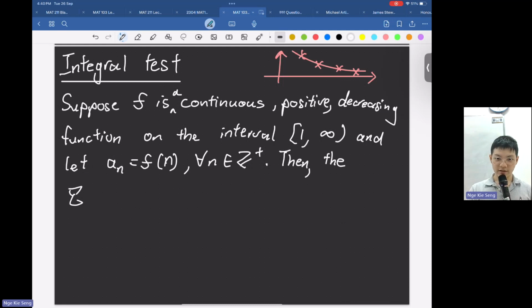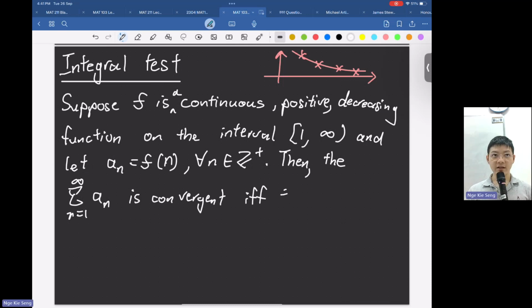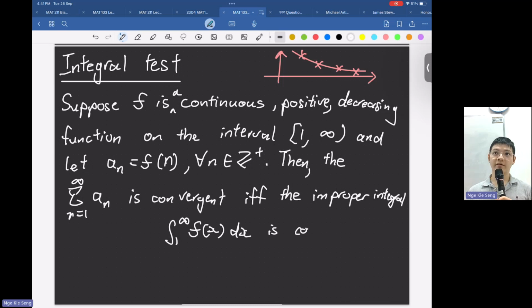Then the infinite series sum of a_n is convergent if and only if the improper integral of f(x) from 1 to infinity converges. Okay, if and only if. So if you know that your infinite series a_n converges, then the integral also converges. If the integral converges, the infinite series also converges.